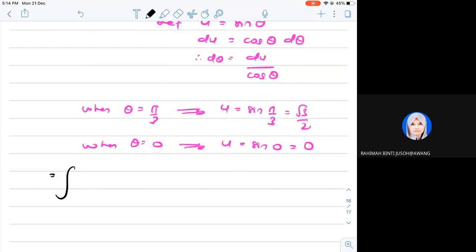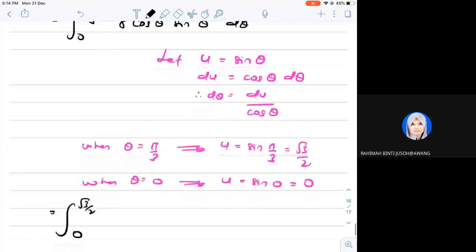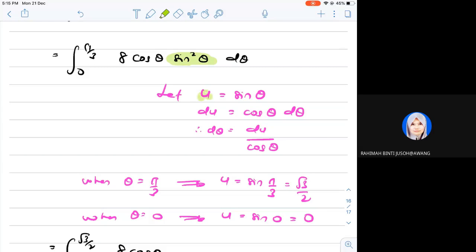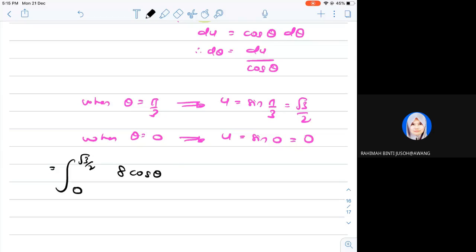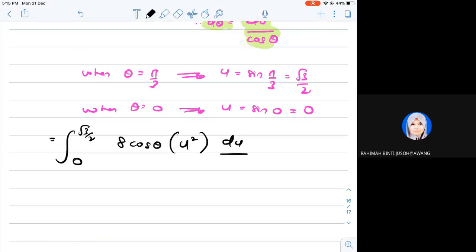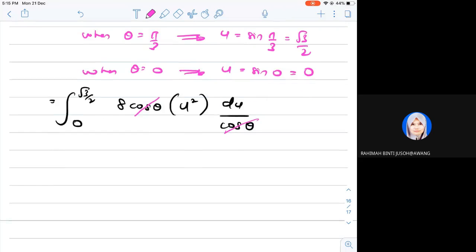Okay, so let us proceed with this integration. It becomes integration. Limit of pi over 3 changes into square root 3 over 2, and then limit of 0, 0. And then we have 8 cos theta, and now sine squared is equal to u squared. So u squared. And then d theta is equivalent to du over cos theta. So we can cancel this happily. Okay. So our integration becomes 0 to square root 3 over 2, 8 u squared du.